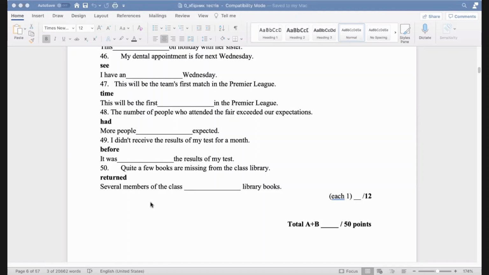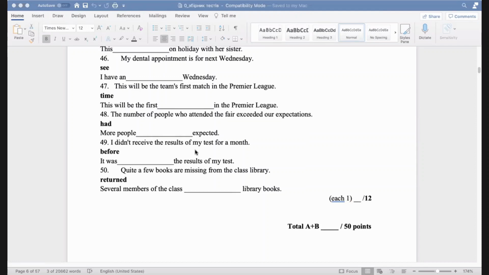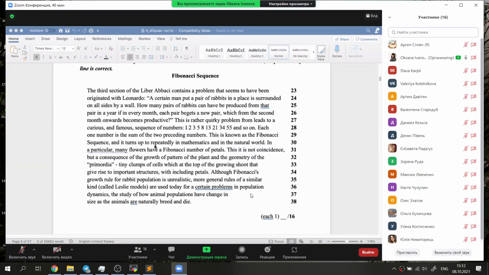Quite a few books are missing from the class library. Тобто декілька людей не здали їх. Several members of the class have not returned library books. Right, great. Together we are the champions. But what about independent work? Okay, I stop sharing because we have done the whole test already.